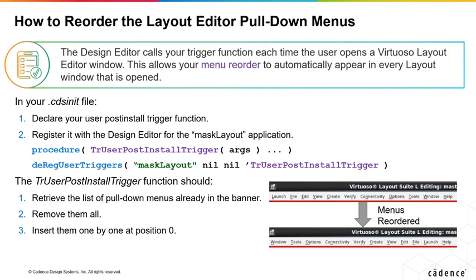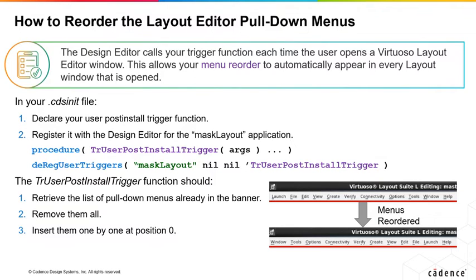Now the last example we want to look at here is reordering the layout editor pull down menus. So here we'll be using the layout view, which is actually called mask layout. So we'll have our procedure, which will do the reordering first, and then we'll register mask layout. And this is a post install trigger because we're not adding an entire menu, but we're modifying the existing menus. So it's actually the last argument as opposed to the last one, which was the prior argument.